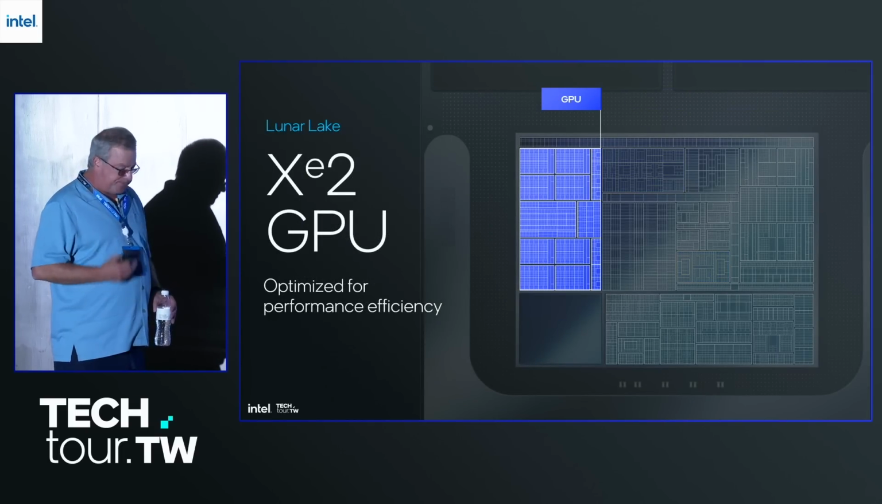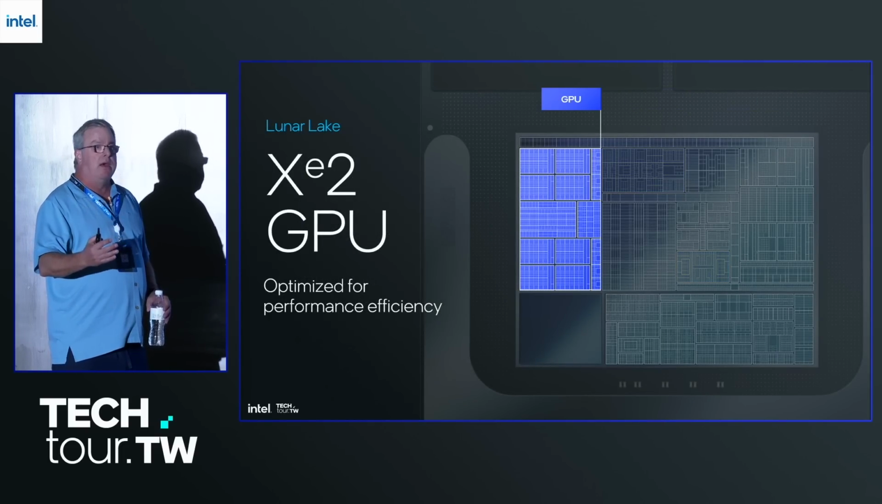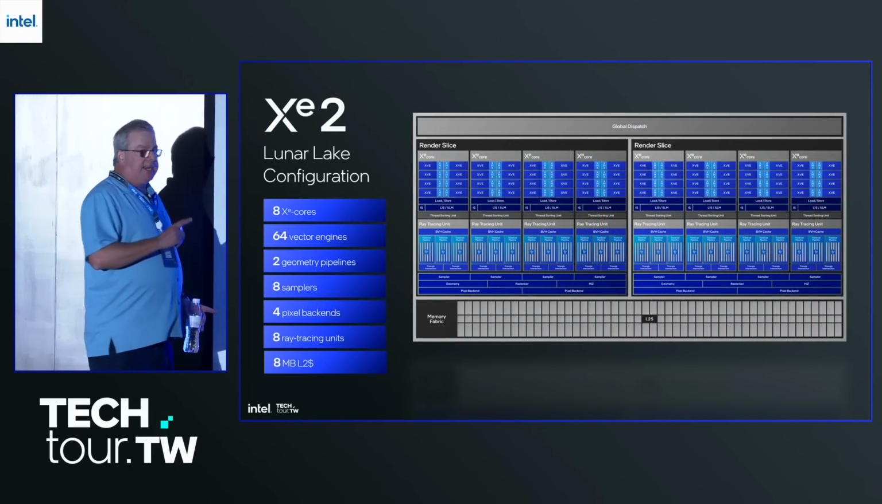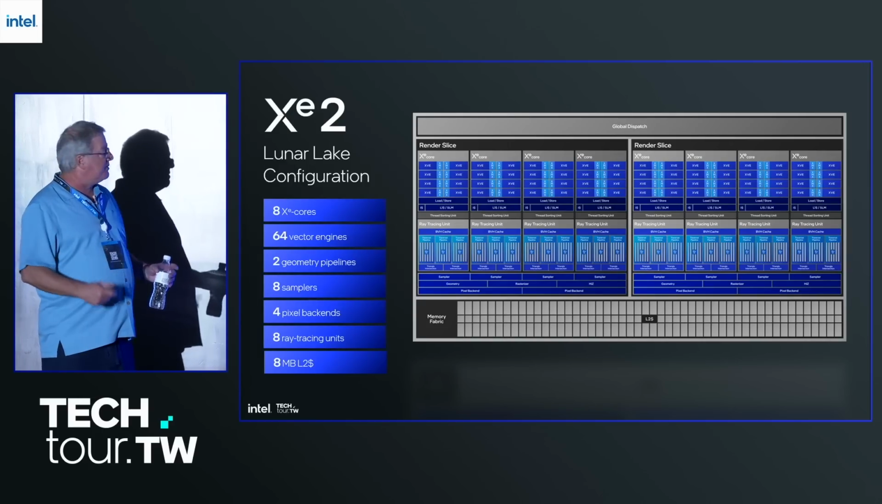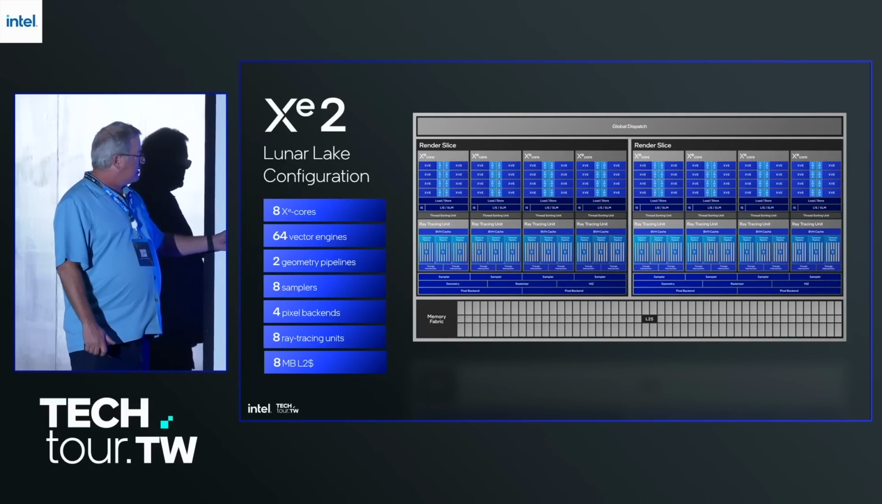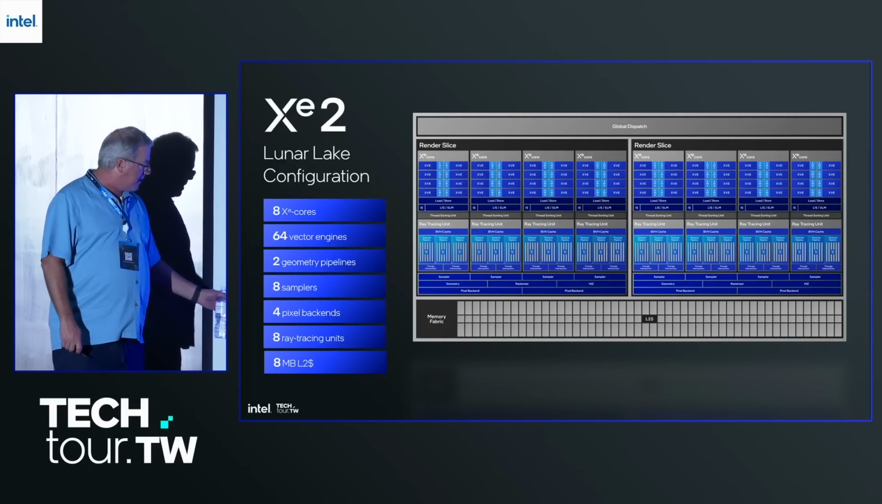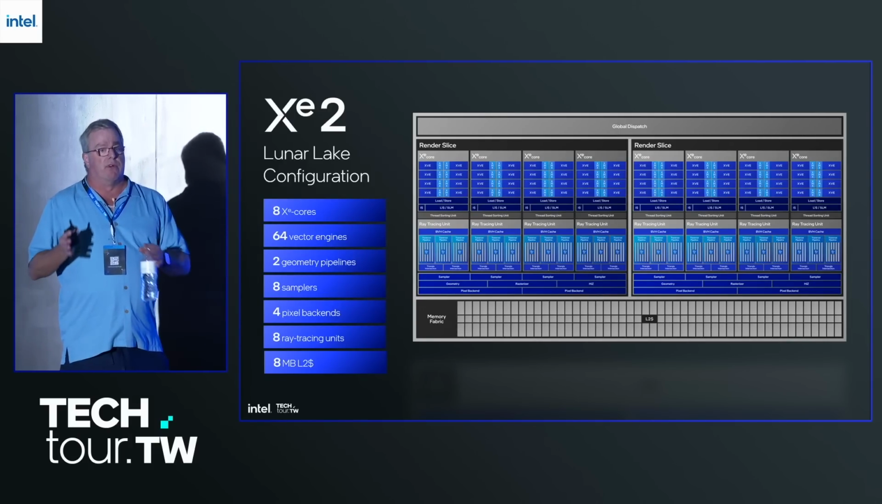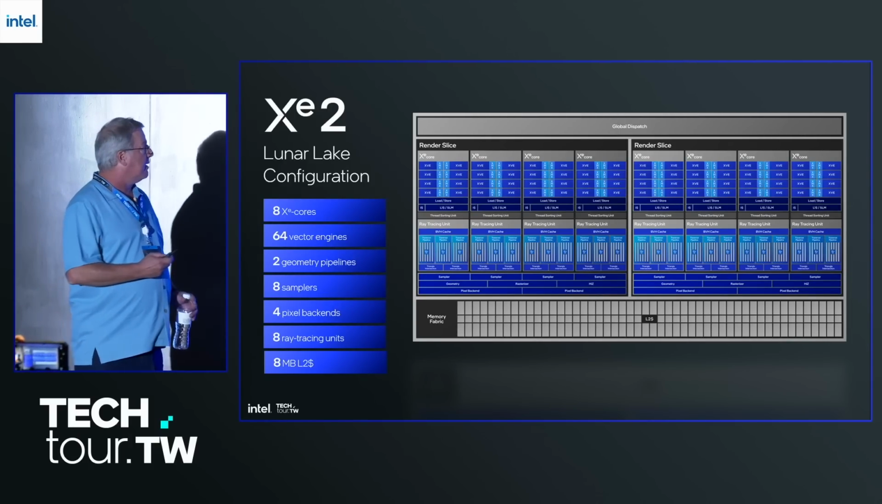Starting with the GPU, this is where we marry architecture and implementation. This is an 8 Xe core implementation, which is a fairly large investment. We have 8 Xe cores, 64 vector units, 2 geometry pipelines, and so forth. So think of it as a pretty beefy GPU for a very low power integrated device.